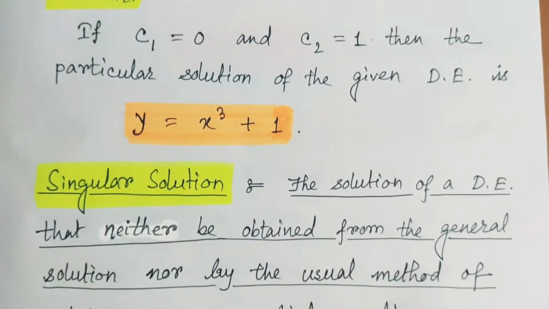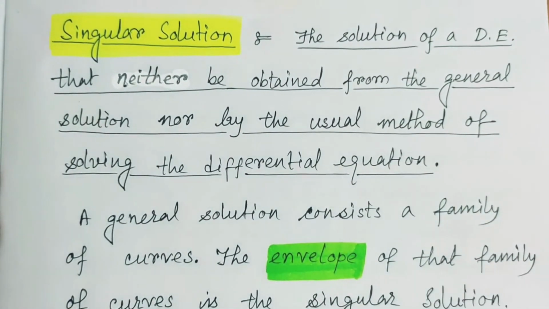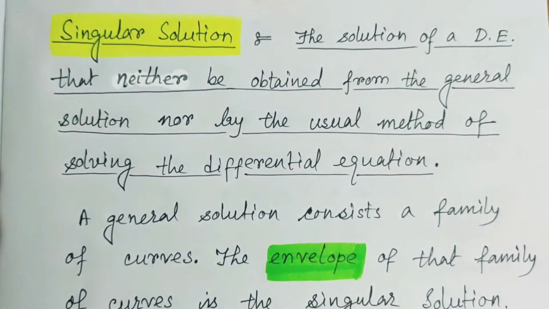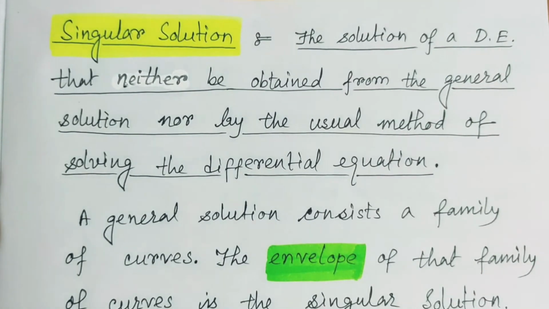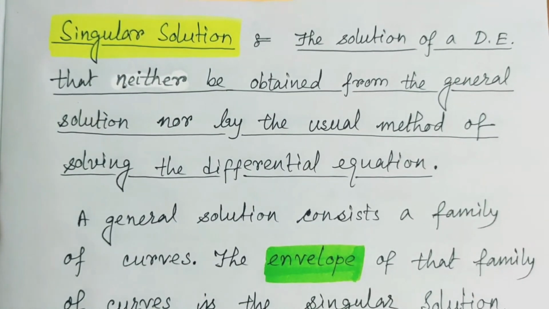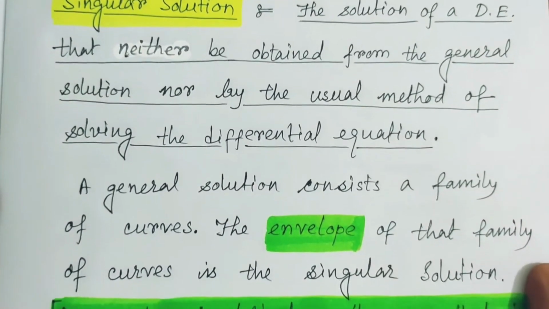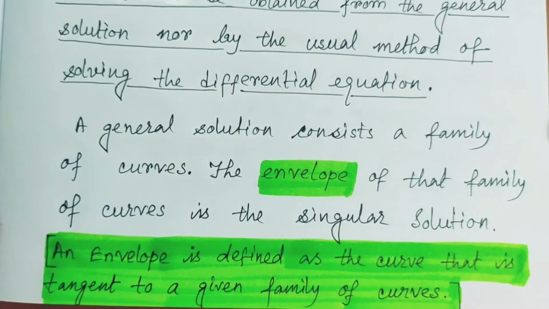Now the next one is the singular solution, which is a very important one. So what is the singular solution? A solution of a differential equation that can be obtained neither from the general solution nor by the usual method of solving the differential equation is the singular solution. So how does it look? It is a very hodgepodge now. It comes neither from the general solution nor from the usual method of solving a differential equation. So how does it look? For more elaboration, let me tell you what the singular solution is.